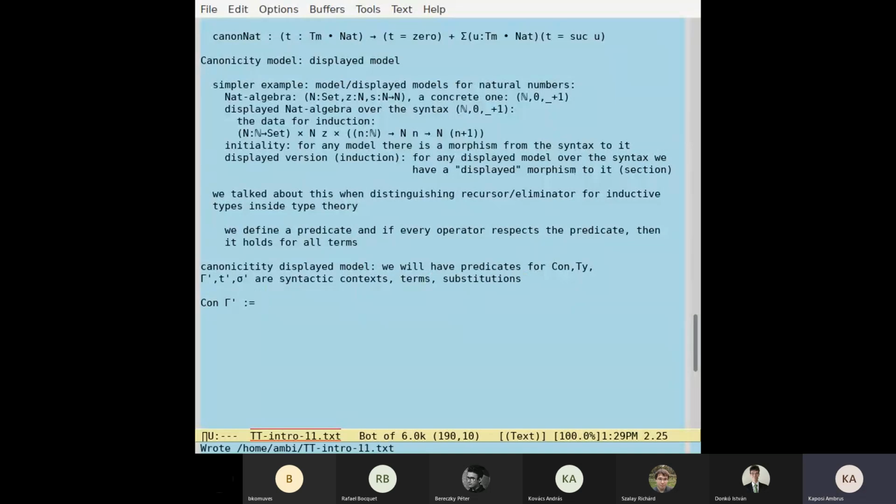Okay. So here I will say that, in the displayed model, in this canonicity model, every context becomes a predicate. Okay, and it will be a predicate on a syntactic substitution from the empty context to this gamma. Okay, and this is a predicate. So in this display model, contexts become predicates, and also types become, okay, yeah, let's write types.